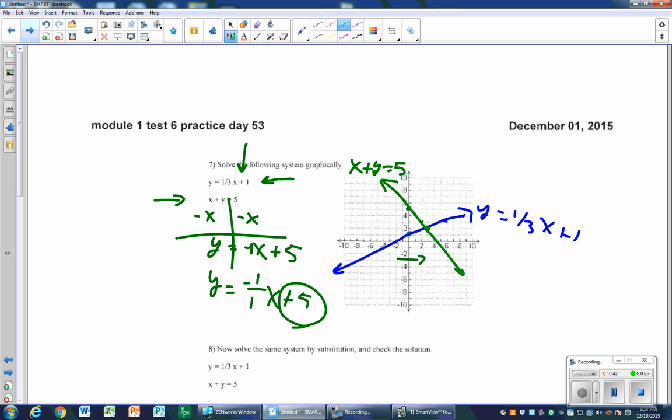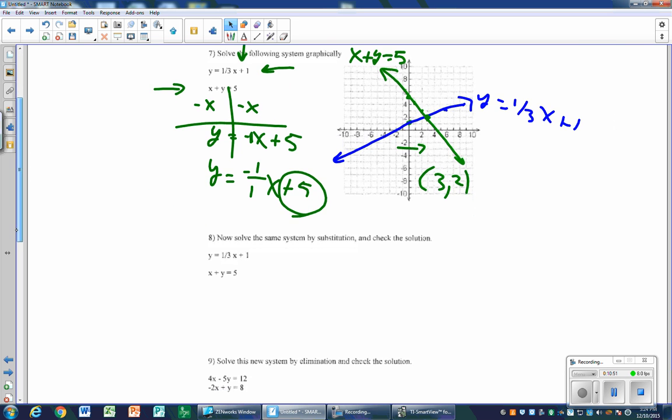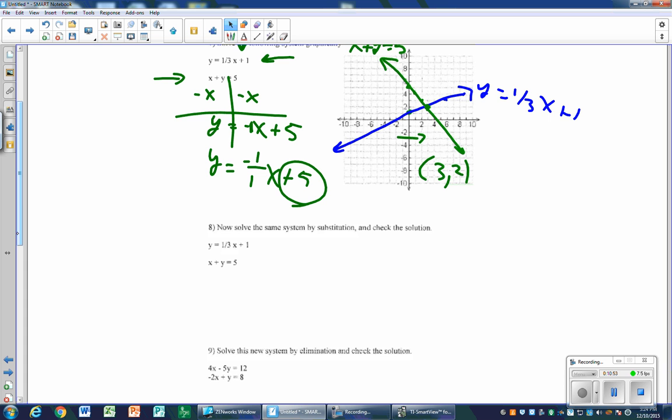We go in the x direction when we're writing a point. 3, then we go in the y direction. 2. Solve the same system using substitution.